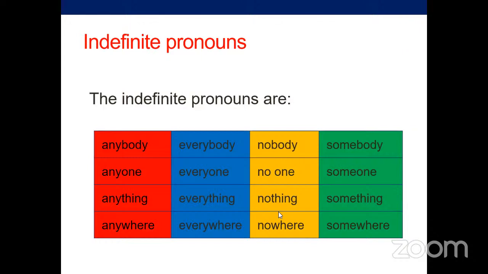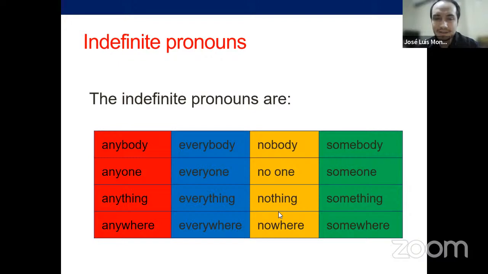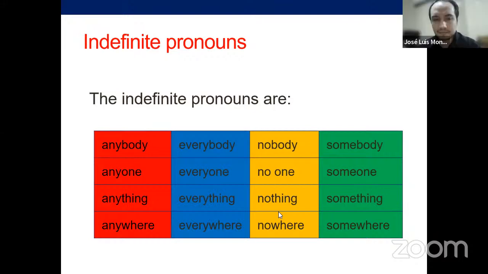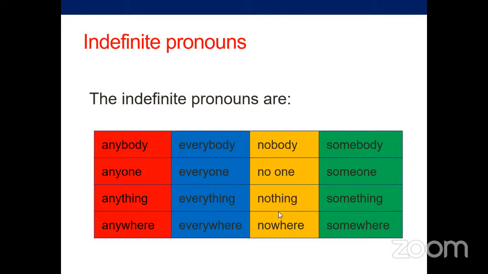Let's go with you, Daniel, please. I know it's repetitive, but let's do it, please. These words. Anybody, anyone, anything, anywhere, everything, right, teacher? Yes, please. Everybody, everyone, everything, everywhere, nobody, no one, nothing, nowhere, somebody, someone, something, and somewhere. Thank you very much, Daniel.